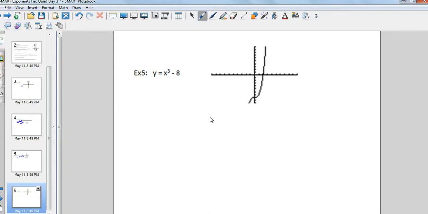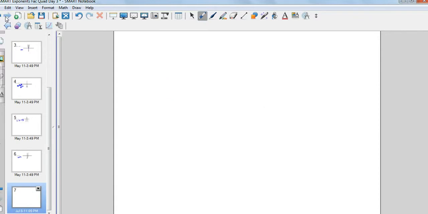And when I look at this next example, I see the only place it crosses is right here at x equals 2. Now, if you don't believe me, you can find it on your calculator. But the only real answer this guy has is x equals 2. And that concludes day 3 notes.